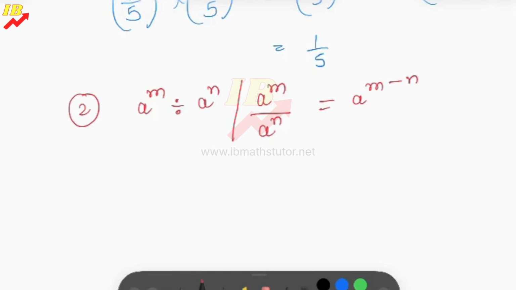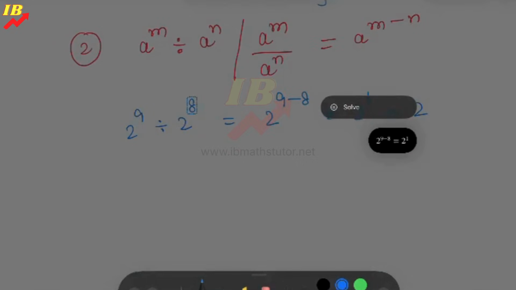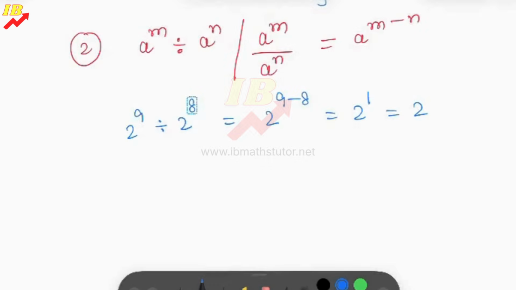Okay, let's take a few examples to understand it better. If I'm writing 2 to the power 9 divided by 2 to the power 8, that is very straightforward, which is 2 to the power 9 minus 8, which gives you 2 to the power 1, which is exactly equal to 2. Okay, let's take one more example.